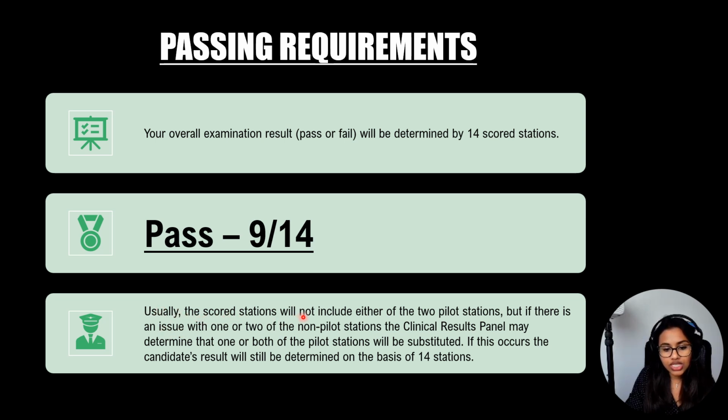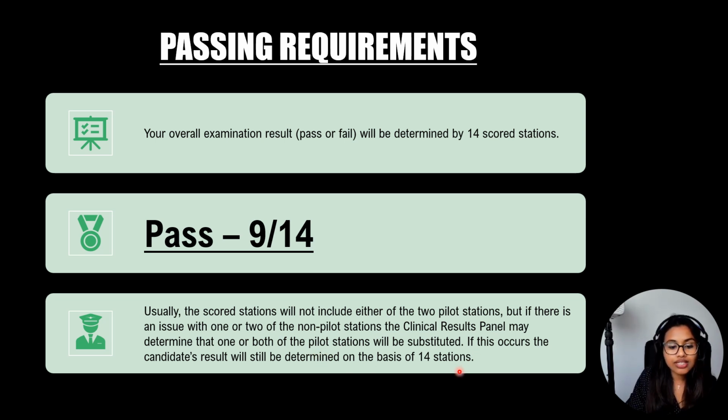Usually, the scored stations will not include either of the two pilot stations, as I already told you. But if there is an issue with one or two of the non-pilot stations, those stations that are scored, AMC might decide to score you for those pilot questions that you did, right? So that's what they are telling in this particular line. If there's an issue with one or two of the non-pilot stations, the clinical result panel may determine that one or both of the pilot stations be substituted, right?